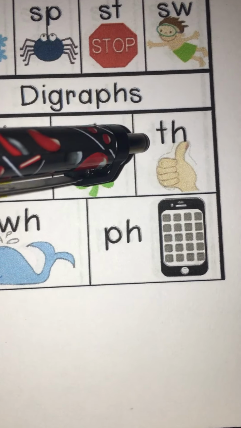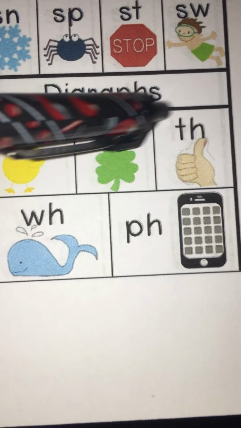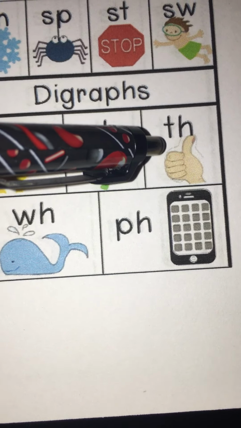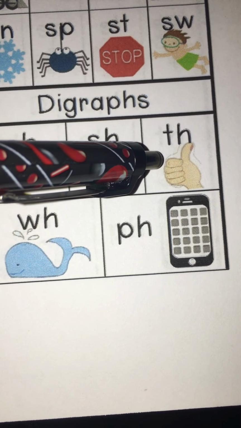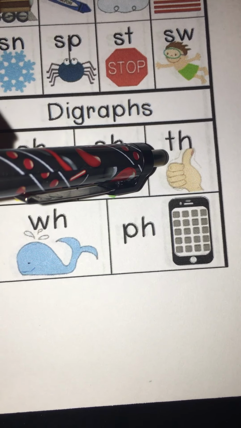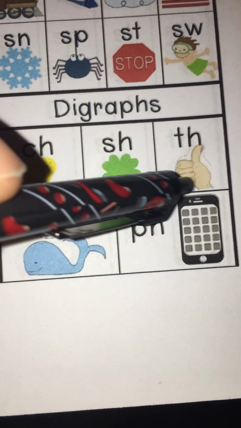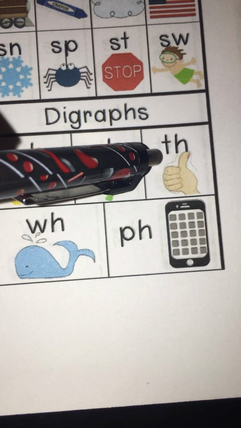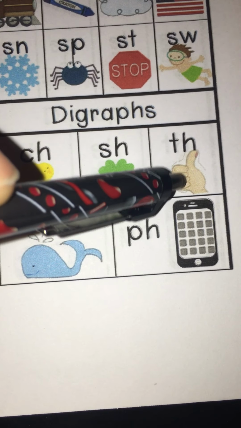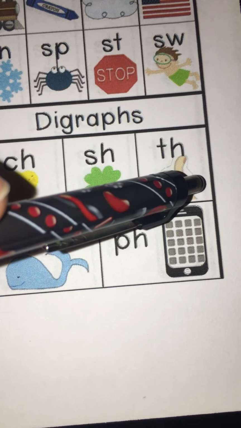Now I want to give you some information about this one here. TH also says th as in the or there. The kids know both of those sounds. So when they come to this one, I would like them to say th says th as in thumb, or th as in the. Okay?